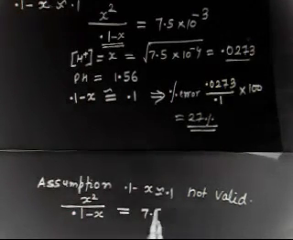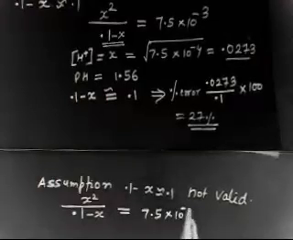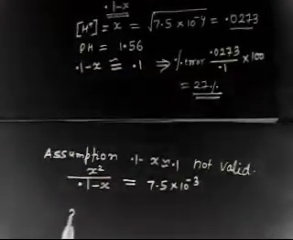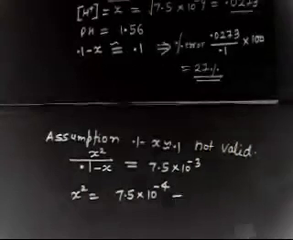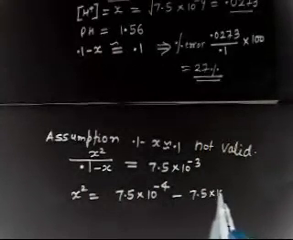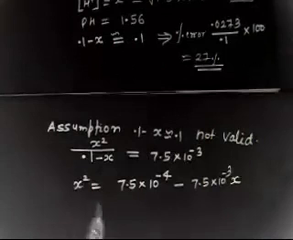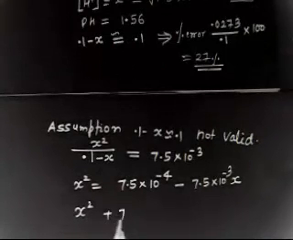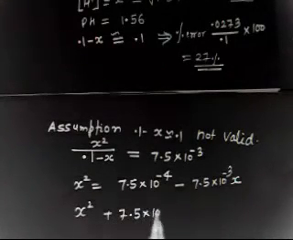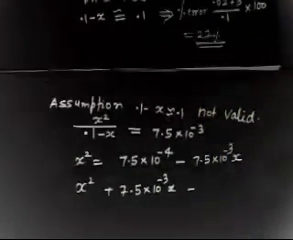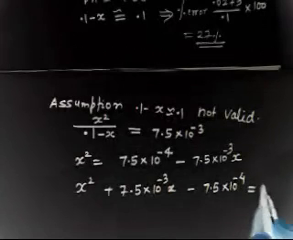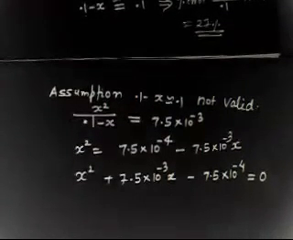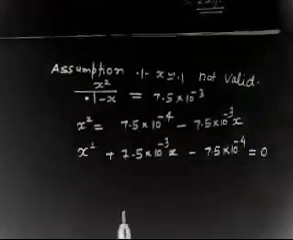Ka is 7.5 into 10 to the power minus 3. So let us try to solve. x square is equal to 7.5 into 10 to the power minus 4 minus 7.5 into 10 to the power minus 3x. So x square plus 7.5 into 10 to the power minus 3x minus 7.5 into 10 to the power minus 4 is equal to 0. So this is my quadratic equation.